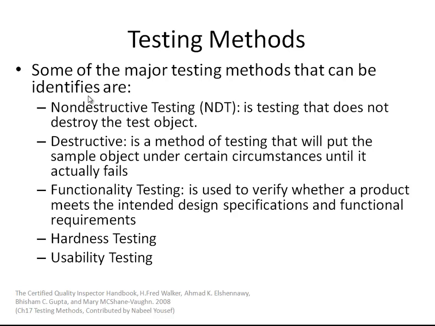Then we have other testing methods that we use. They can be called non-destructive, sometimes destructive, so they can fall under either of these two major types, like functionality testing, which is used to verify whether a product meets the intended design specifications and functional requirements. We have hardness testing, and we have usability testing.